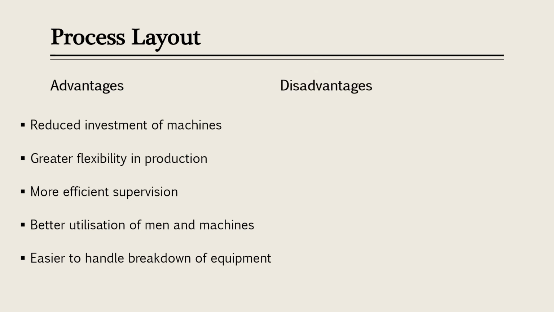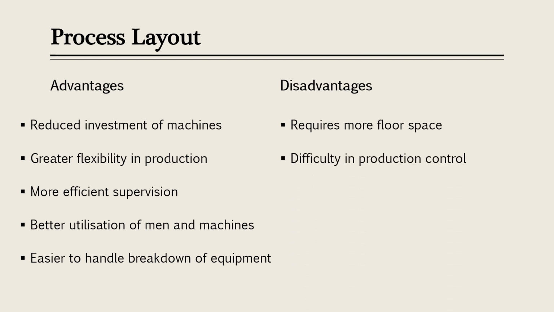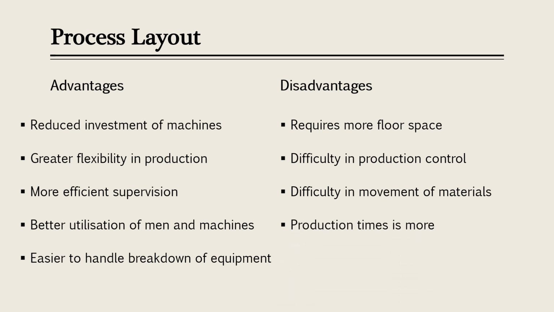Now let's look at the disadvantages. Process layouts require more floor space because of the different departments, as you can see. There is difficulty in production control and difficulty in movement of materials. And production time is more compared to the product layout. There is also an accumulation of work in progress at different places, as you can see.